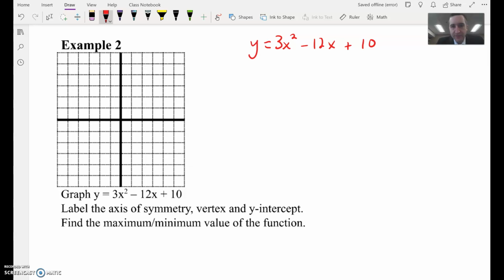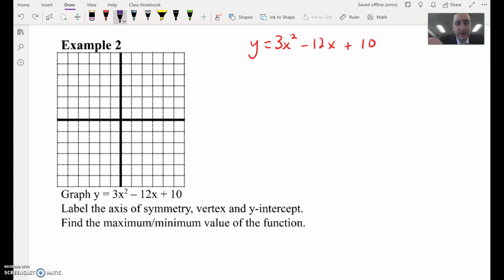First things first, does this graph open up or down? That's important. Well, first things first, is this even a quadratic? Let's make sure we're not graphing a line. What's the giveaway that this is a quadratic? It's that right there. That squared term, we know it's a quadratic.